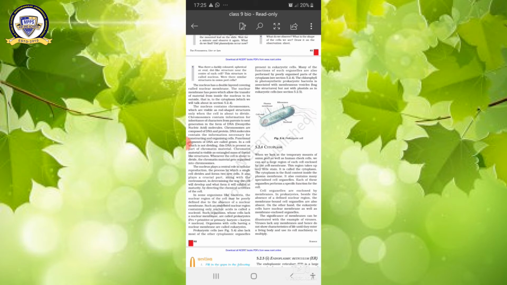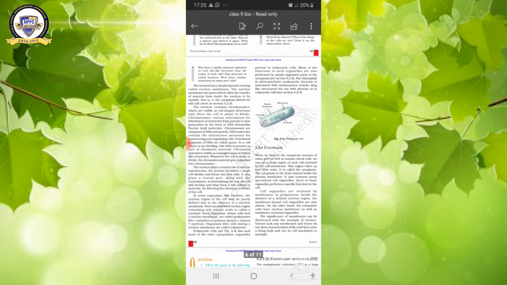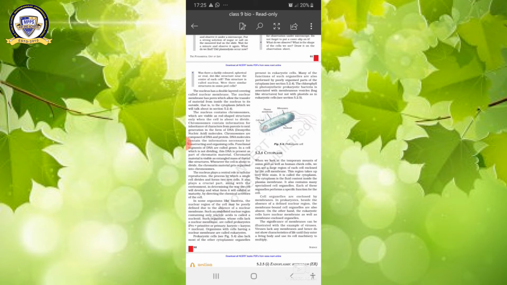Chromosomes are composed of DNA and protein. DNA molecules contain the information necessary for constructing and organizing cells. Functional segments of DNA are called genes. In a cell which is not dividing, this DNA is present as part of chromatin material. Chromatin material is visible as an entangled mass of thread-like structures. Whenever the cell is about to divide, the chromatin material gets organized into chromosomes.